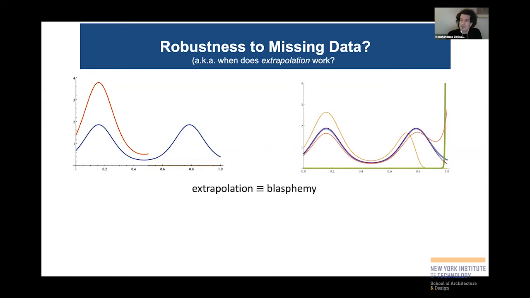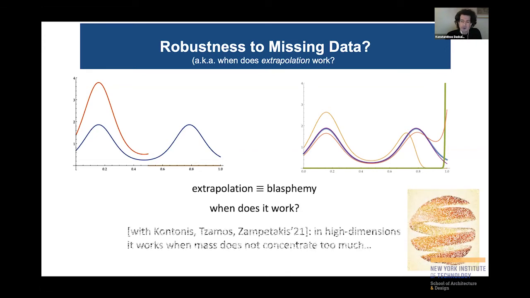So robustness to missing data, so extrapolation, is a blasphemous type of thing in statistics. Statistics is about interpolation, not extrapolation. But when we're dealing with incomplete data, we have to be able to extrapolate to parts of the domain that we haven't seen. So how do you do that? This is one of the things that I'm working on with my group. Roughly speaking, the mathematical phenomena that underlie this have to do with high dimensional geometry and trying to prove that certain bad phenomena that happen in high dimensions are not too bad.